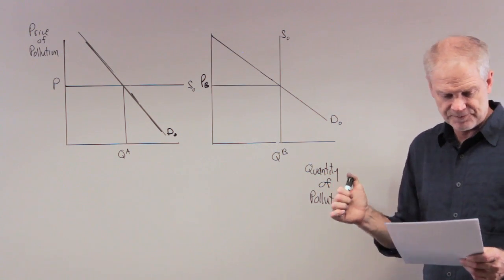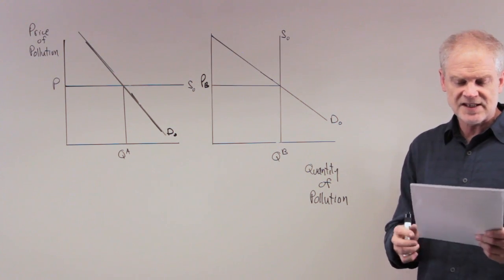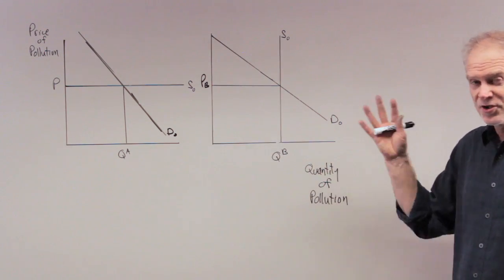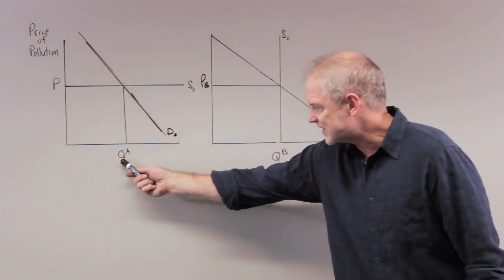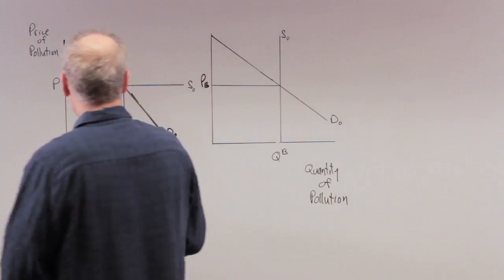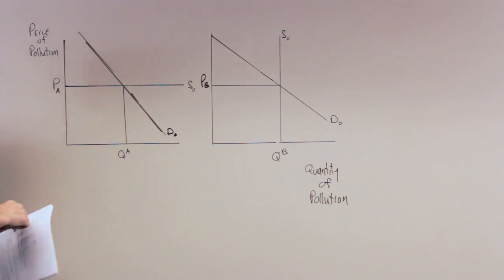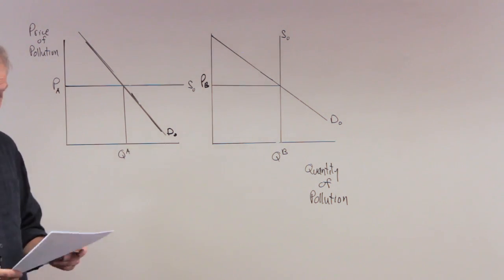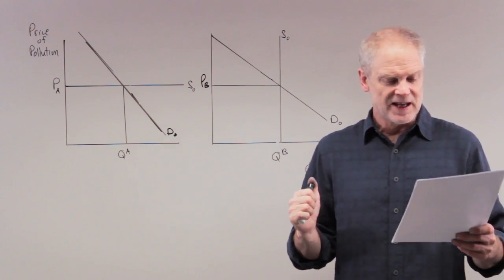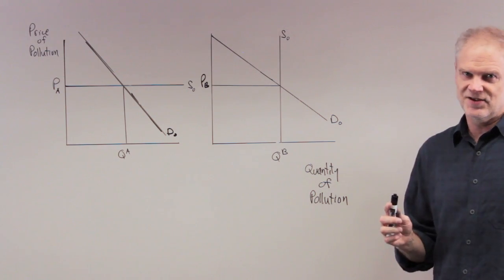So B is correct. C, the equilibrium price and quantity of pollution must be the same in both markets. Well, it's true again. In order for these two approaches to achieve the same result, in other words, the same level of pollution produced at the same price, it has to be the case that these equilibriums are both equal. So C is correct too. D, the amount of pollution emitted by each firm must be the same. No, that's not the case, right?